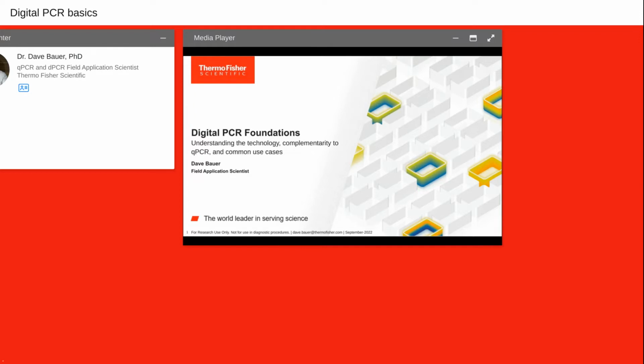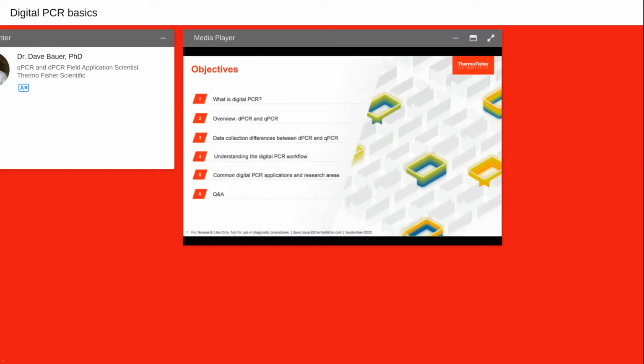So we will be talking about digital PCR basics today. And a quick overview of what we're going through. We'll talk just in general what digital PCR is, some comparisons of digital PCR to real-time PCR, and also understanding the workflow for specifically the QuantStudio Absolute Q digital PCR instrument. And then we'll finish off with some common applications and areas where digital can be very valuable to use.